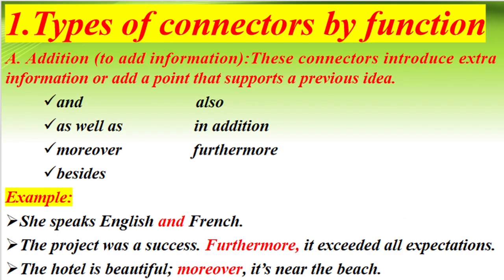One. Types of connectors by function. Addition, to add information. These connectors introduce extra information or add a point that supports a previous idea. Examples: and, as well as, in addition, also, furthermore, besides. Example: she speaks English and French. The project was a success. Furthermore, it exceeded all expectations. The hotel is beautiful. Moreover, it's near the beach.